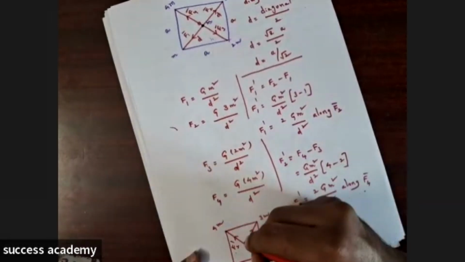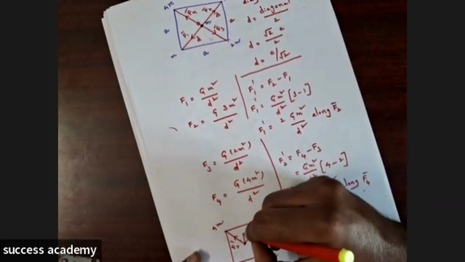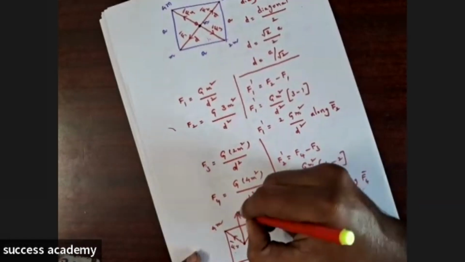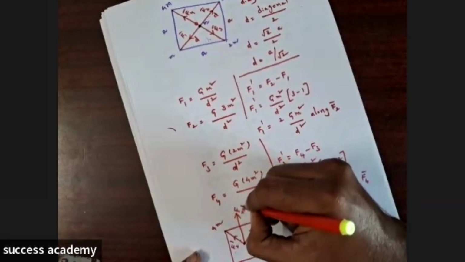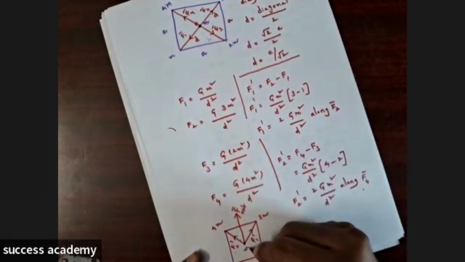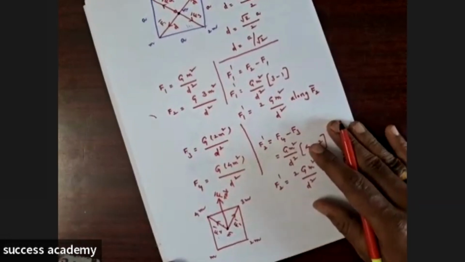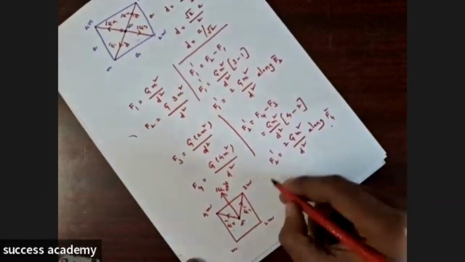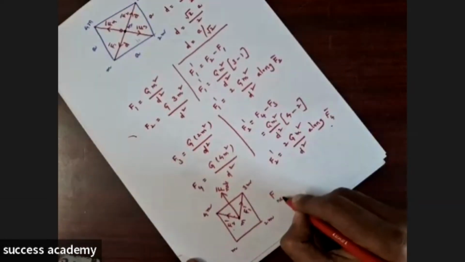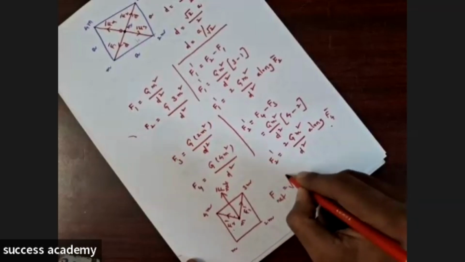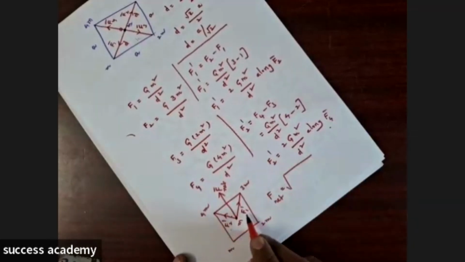Now, what is the angle between these two, F1 dash and F2 dash? 90 degree. So, here the resultant of F1 dash and F2 dash is the net force acting at the center. So I need to calculate the net force here right now. That is our answer. F net is equal to root over only two forces. Angle is 90 degree. So F1 dash square plus F2 dash square.